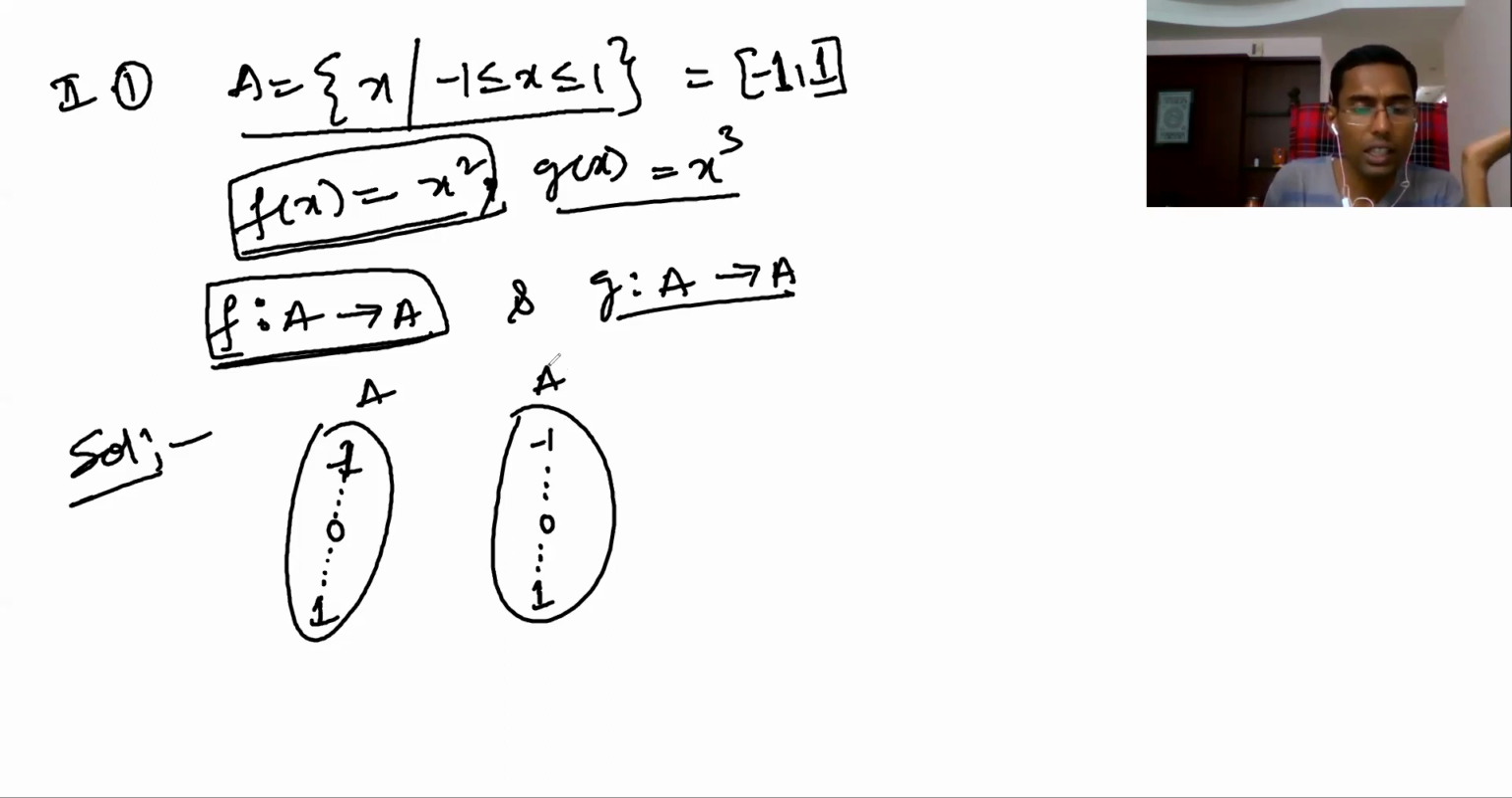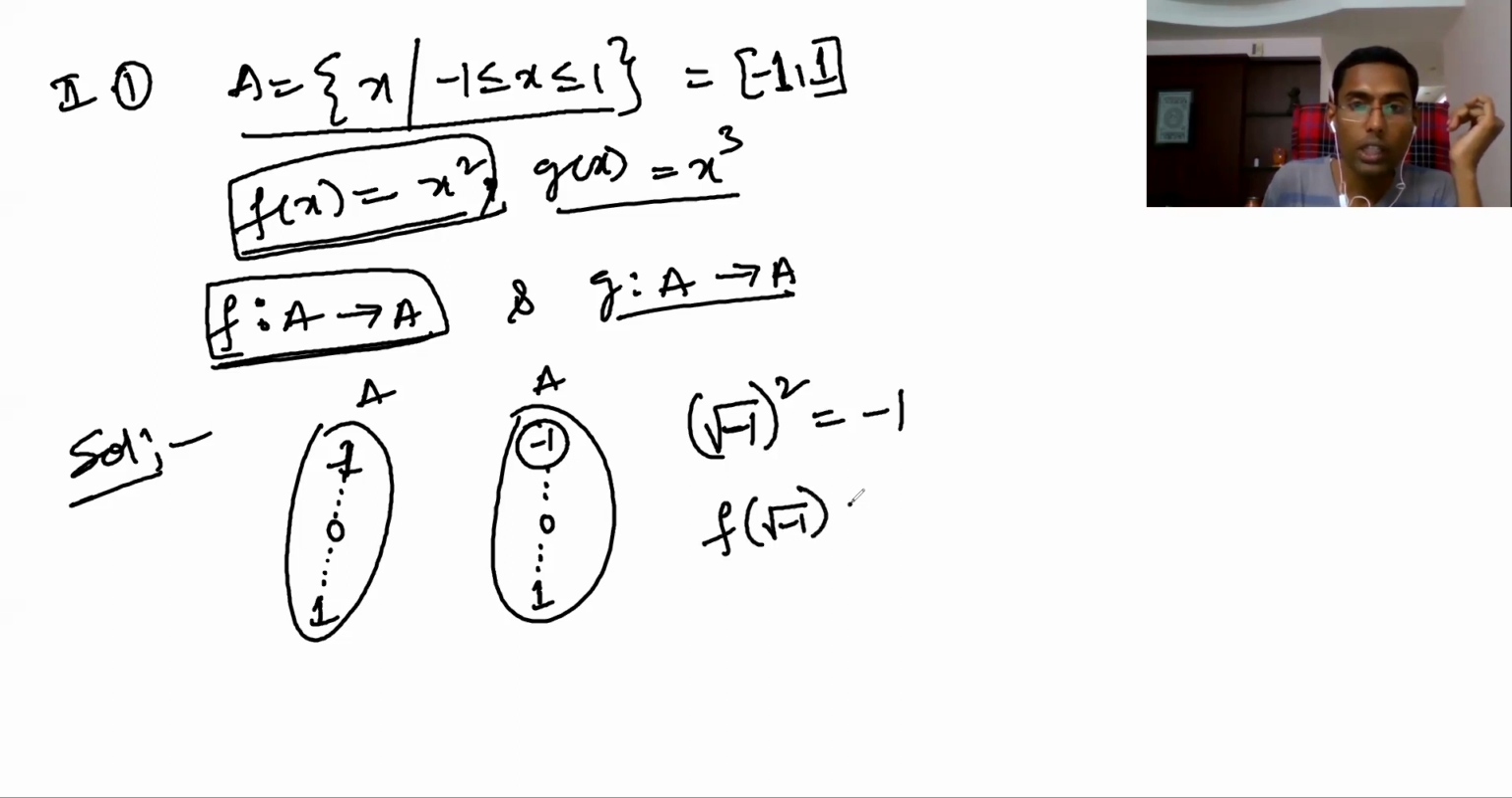So here the question is minus 1. Every element in the codomain should have a pre-image. So for minus 1, what is the pre-image? Root of minus 1, whole square, is minus 1. That means f of root minus 1 equals minus 1. That means the pre-image of minus 1 is root of minus 1. Already yesterday we discussed. So therefore, it's not a surjection because for minus 1 the pre-image is not there.